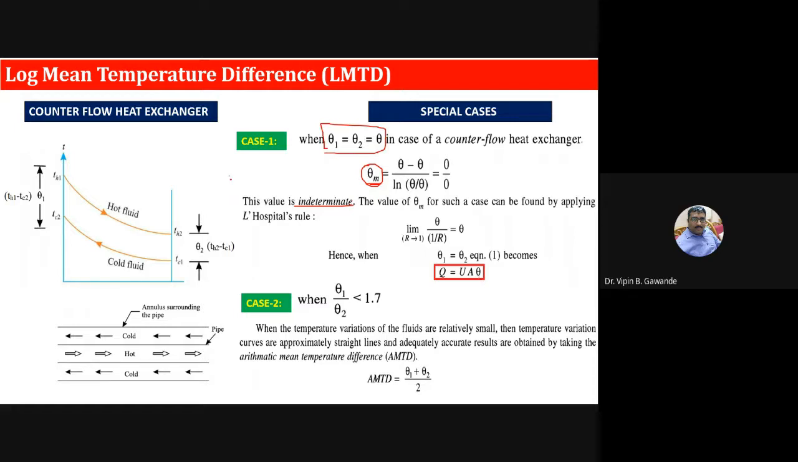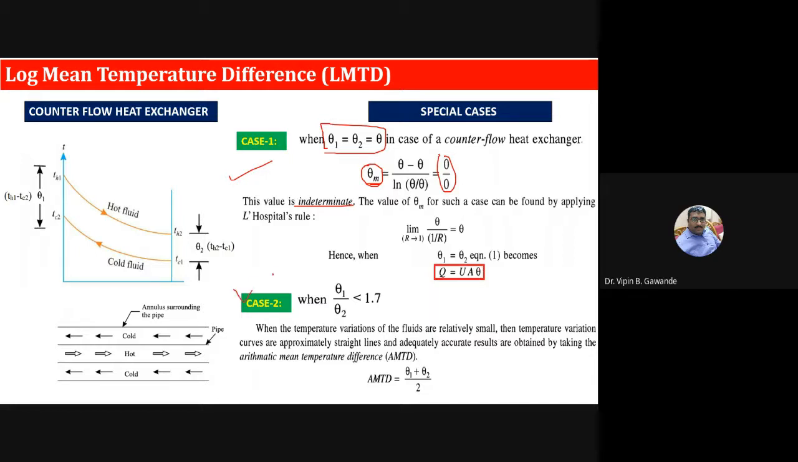So this is a very important case generally asked in the examination. Generally students calculate the value by taking the temperature difference and it comes out to be indeterminate. In that case, if theta 1 and theta 2, this temperature difference, are equal, you take either theta 1 or theta 2, both are the same, so theta m is equal to theta.